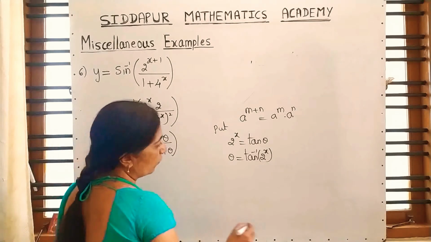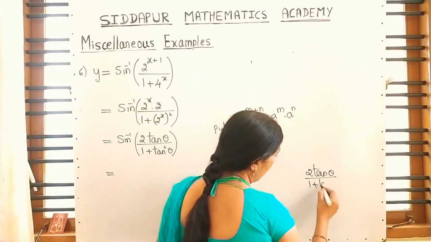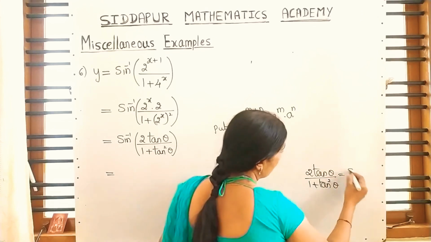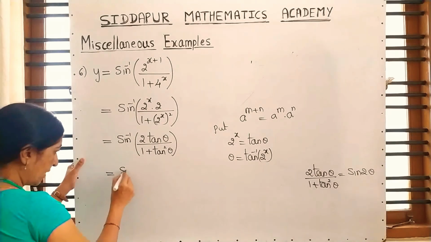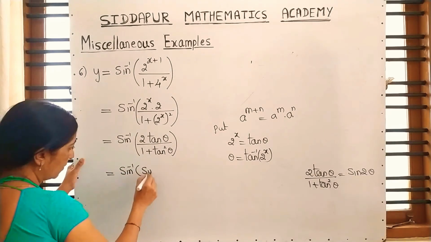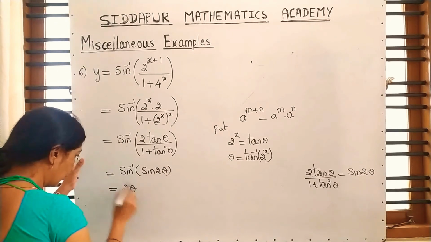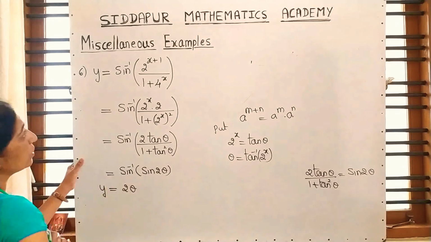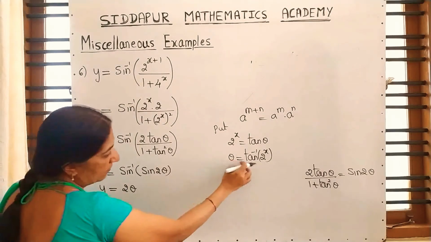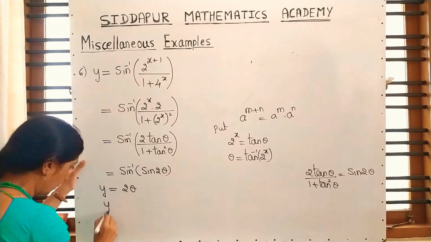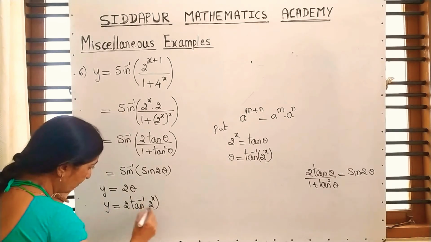And have you remembered the formula? 2 tan theta upon 1 plus tan square theta is sin 2 theta. So the given problem will be written as sin inverse of sin 2 theta, and sin inverse of sin 2 theta will be 2 theta. This is y. Now don't differentiate this because the given problem is in the form of x. Here we got theta. What is theta? Tan inverse 2 raised to x. Y is equal to 2 into tan inverse 2 raised to x.